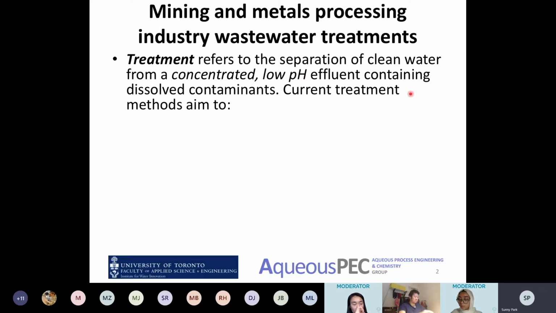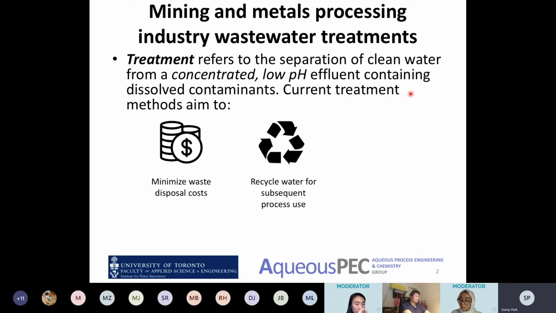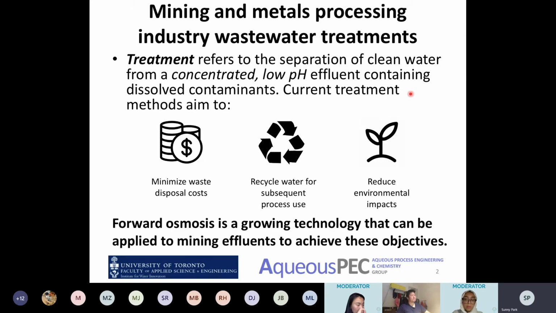Current treatment methods aim to do three main things: minimize waste disposal costs, recycle water for subsequent process use, and reduce environmental impacts. In order to meet these objectives, there are various methods of treatment that are commonly used in industry, such as reverse osmosis or distillation, for example. However, recent developments in membrane technology have actually shown that the novel process of forward osmosis can be successfully utilized in this separation to achieve these objectives. So our lab will focus specifically on the applications of FO.